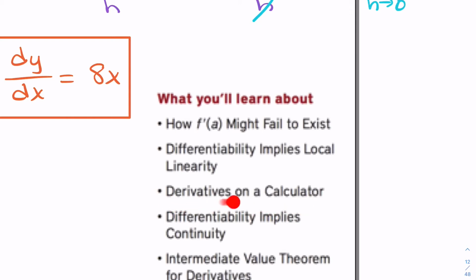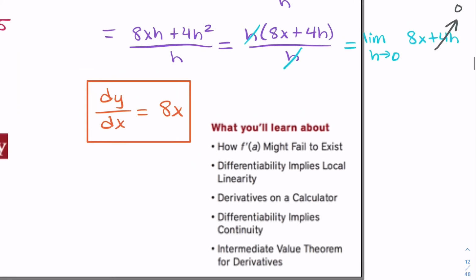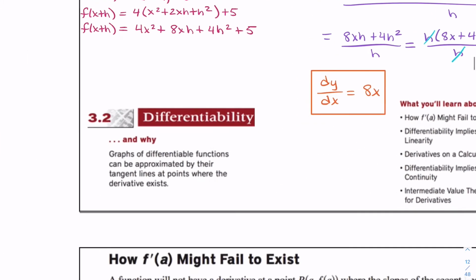We're going to do some derivatives on a calculator. It's going to be difficult because a lot of you might not have a TI-84, but I'm going to show you another website that you can use for finding derivatives, and then how the derivative might fail to exist, and then the intermediate value theorem. We don't do too much with this, but okay.